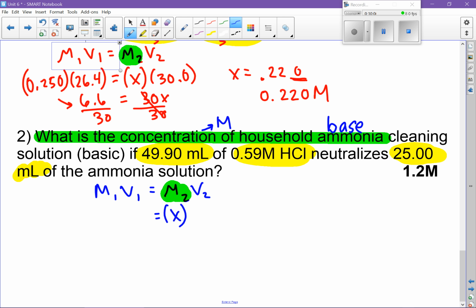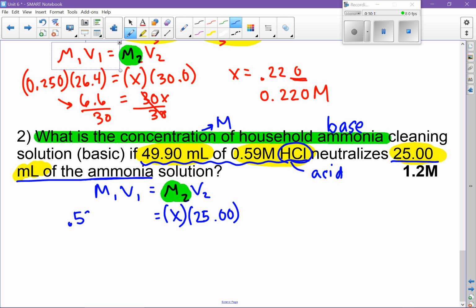Okay, let's see. Then I see ammonia again here, and it says that we have 25 milliliters of it. So that must be my V2 over here. These two numbers pertain to HCl, which is an acid. So I'll put those together on the M1 side. Alright, so I have 25X over here. Multiply these two numbers. And I get 29.441. Then I just have to solve for X.